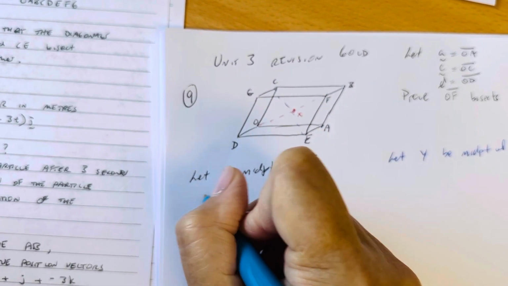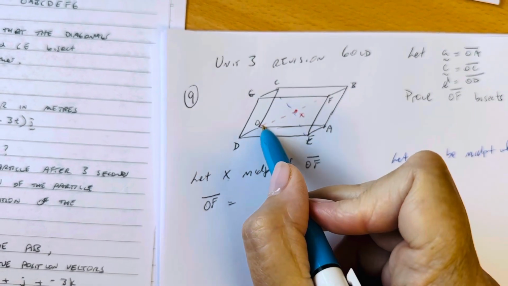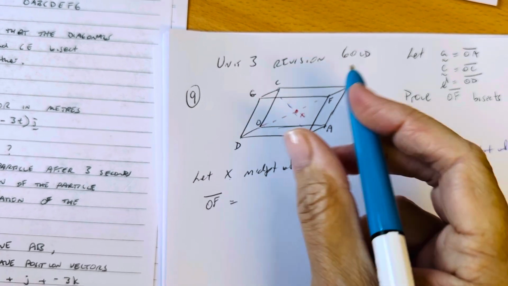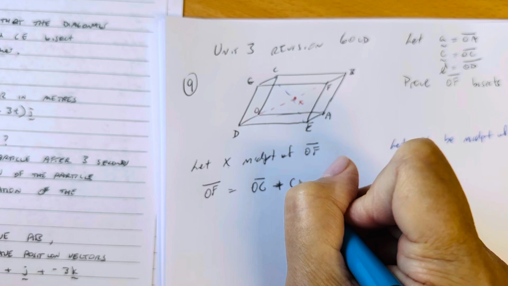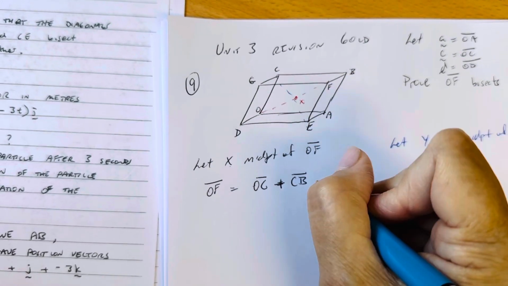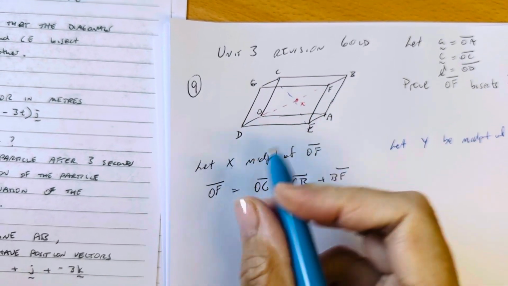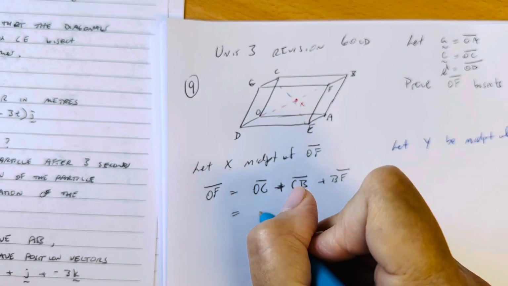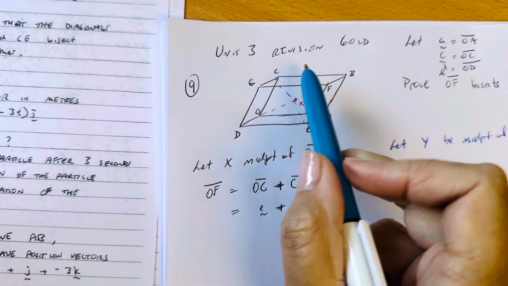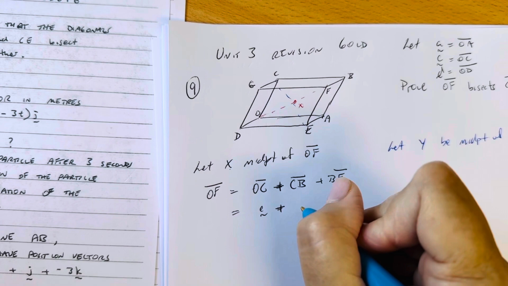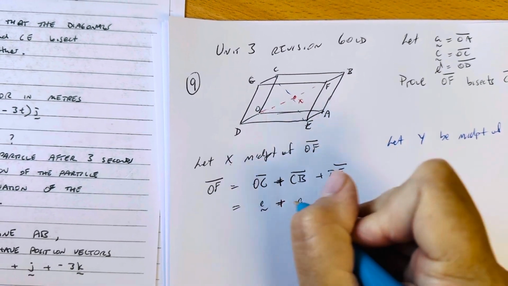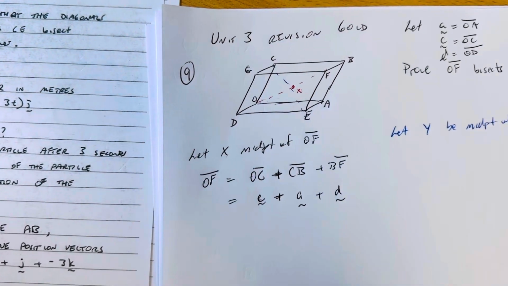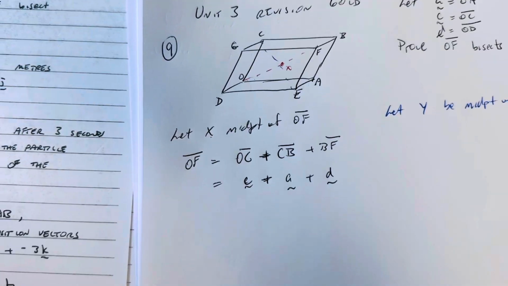So what is OF? If I want to go from O to F, there's a few places I could go: O to C plus C to B plus B to F. O to C is C. C to B is parallel to A, so that's going to be A. BF is parallel to D. So I've got C plus A plus D is OF.